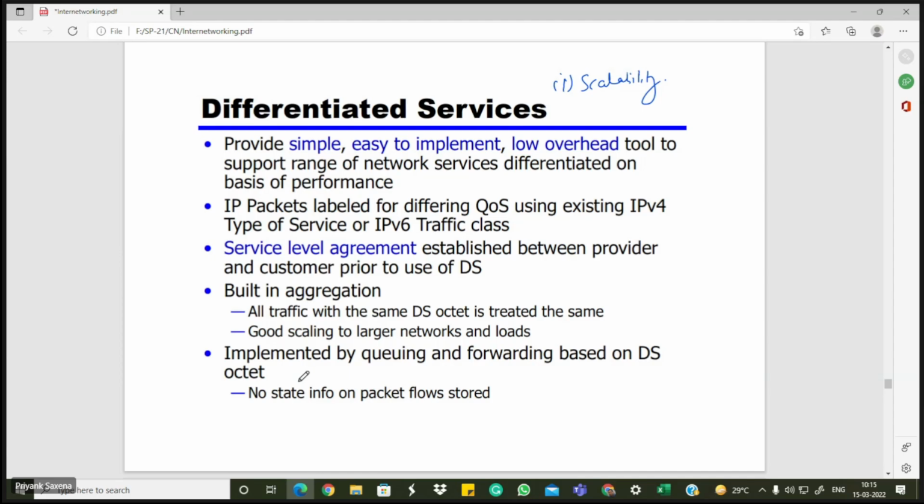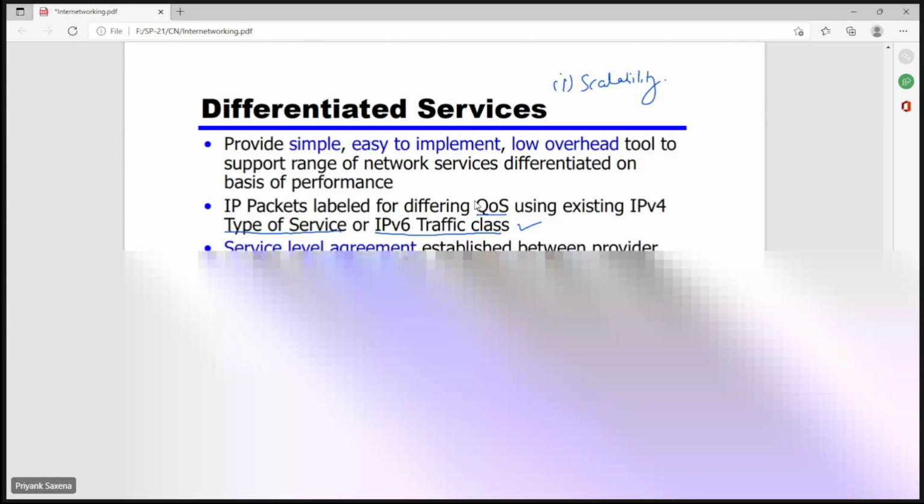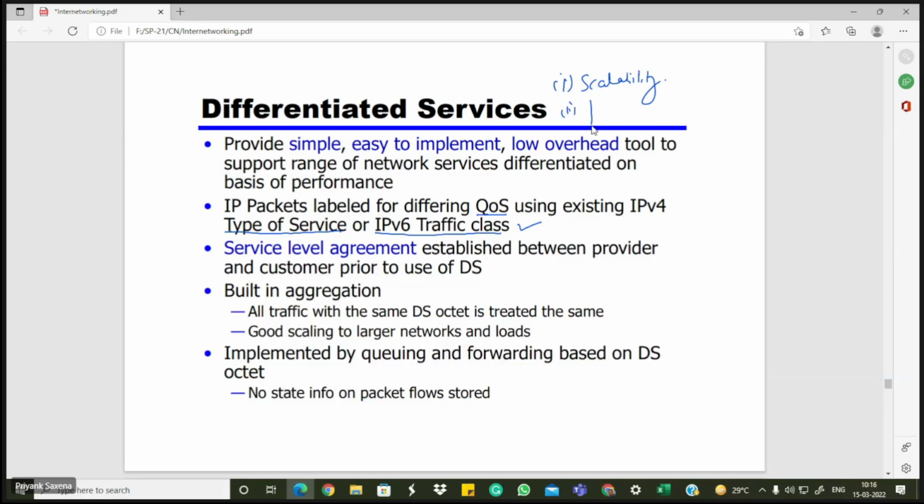So some key characteristics of differentiated services are that the IP packets are labeled for differing quality of service using the existing IPv4 type of service field or IPv6 traffic class field. If you remember, in the IPv4 header there was a TOS, or type of service field, and in IPv6 there was a traffic class field, right? So IP packets are labeled for differing quality of service. As I said, DS is on a per packet basis.